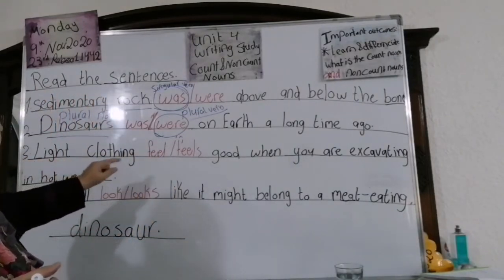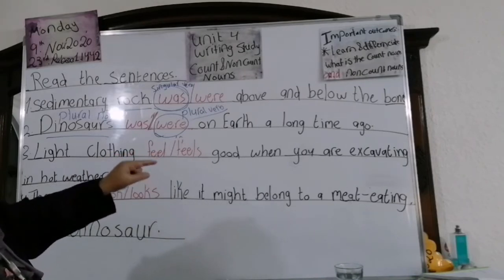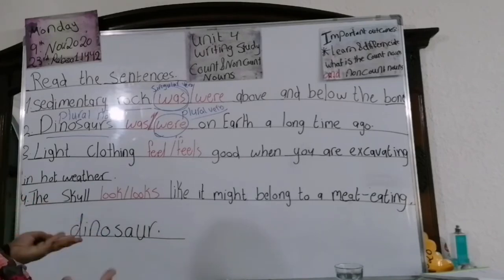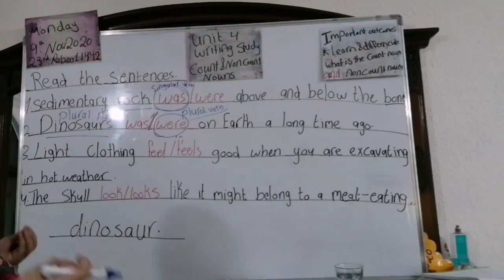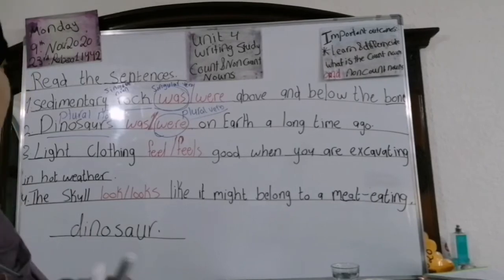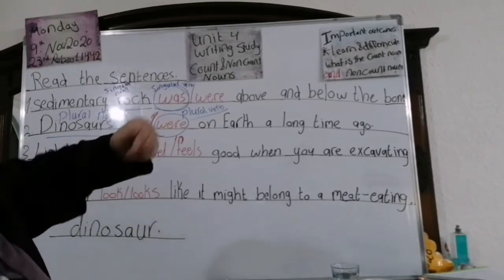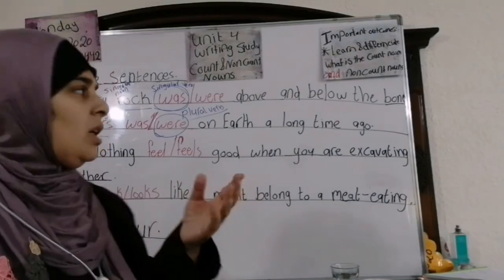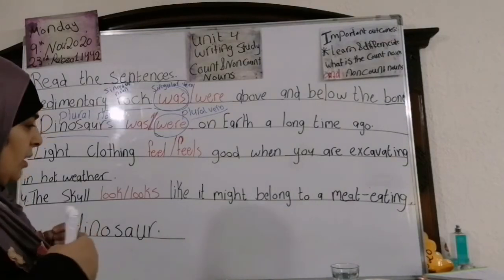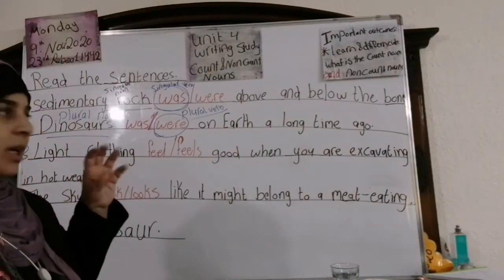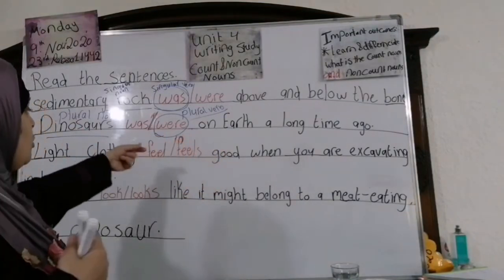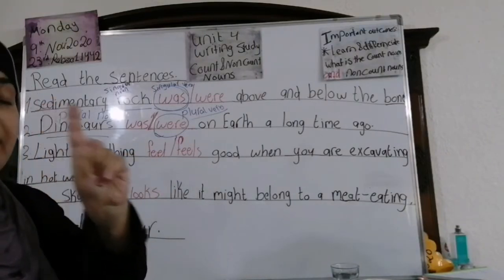Light clothing feel or feels good when you are excavating in hot weather. What do you think? 1 minute, stay with me. Now, look at number 3. Light clothing. Do you think that something you can count? No. Light clothing means that you are wearing clothes that are bright or light, okay? So, because we can't count it, we'll take a singular verb.